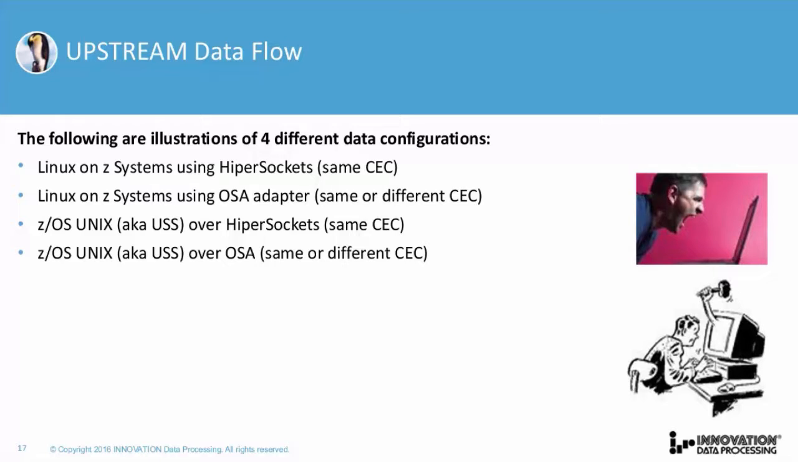Okay, so we've got 4 different configurations to go through today. The first one is Linux on Z systems using HiperSockets. That would be where your z/Linux system is on the same CEC as your z/OS storage server. Our second one is where you would be using the OSA adapter, so you could be on the same CEC or on a different CEC. Our third configuration would be z/OS Unix or USS data over HiperSockets. That again would be on the same CEC. And then our last configuration is z/OS Unix over OSA, so that could be on the same or different CECs.